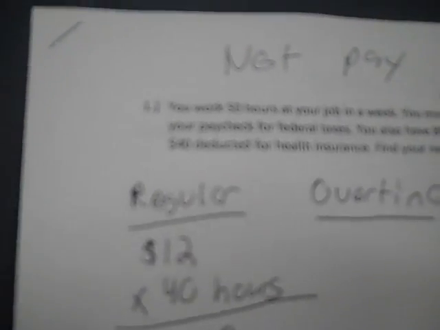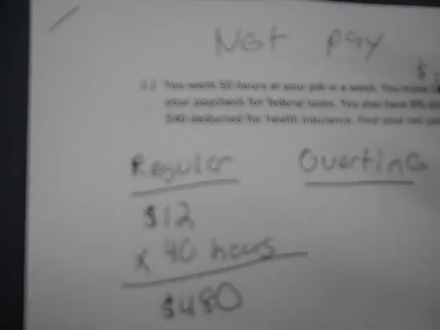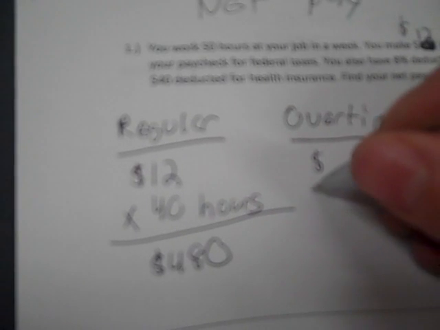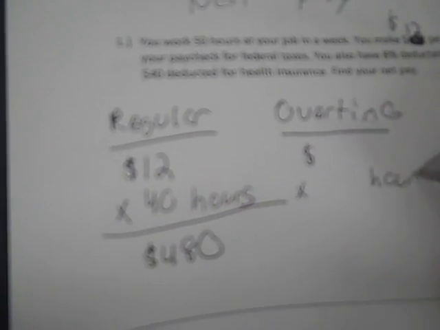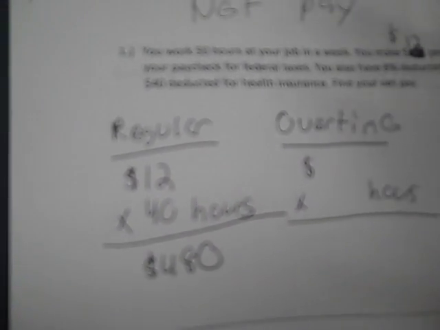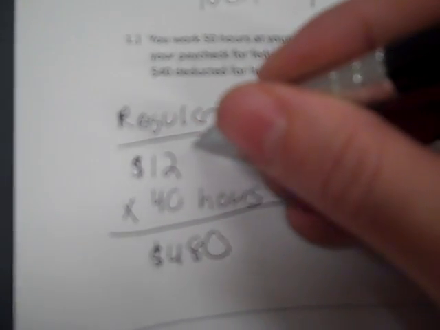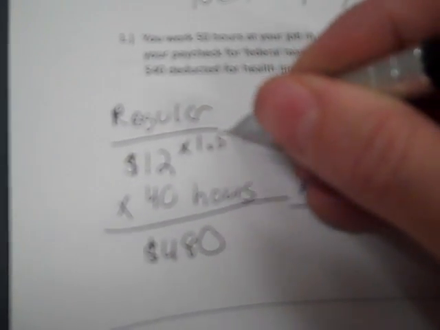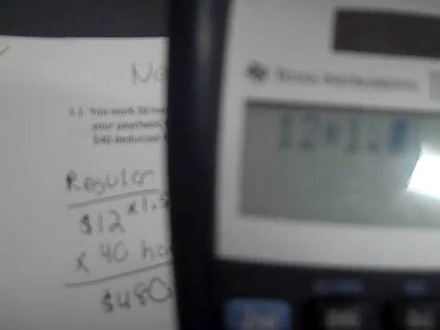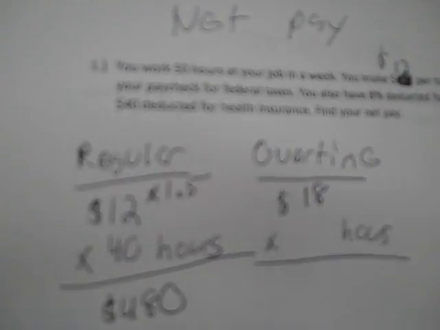Okay, now for the overtime pay. We need to take, it's dollars times hours, but we got to figure out how many dollars, how many hours. So the dollars I find by taking the 12 times 1.5. So 12 times 1.5 is 18. So we make $18 of overtime.